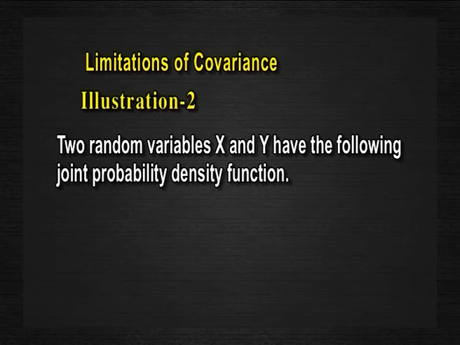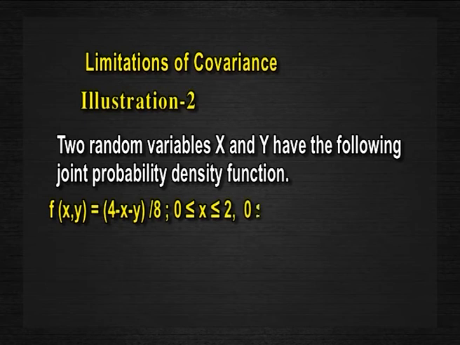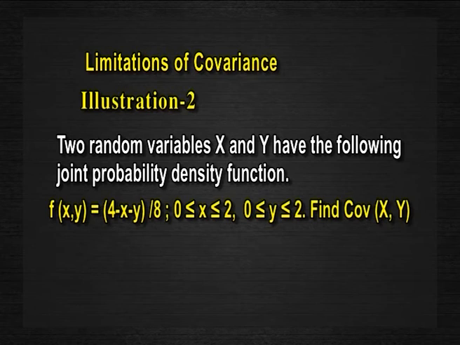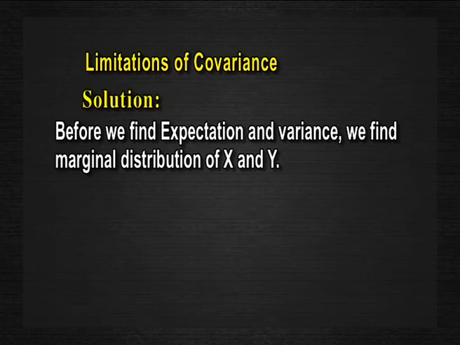Two random variables x and y have the following joint probability density function. f of x, y is equal to (4 minus x minus y) divided by 8, where 0 less than or equal to x less than or equal to 2 and 0 less than or equal to y less than or equal to 2. Find the covariance of x, y. Before we find expectation and variance, we find the marginal distribution of x and y.